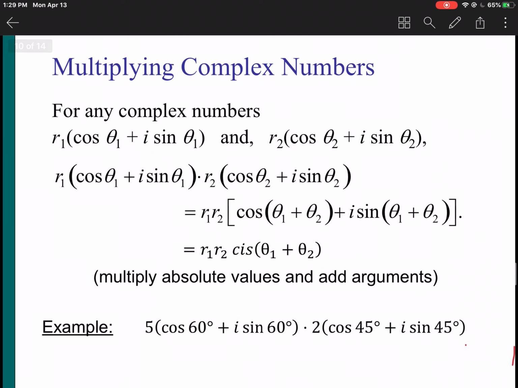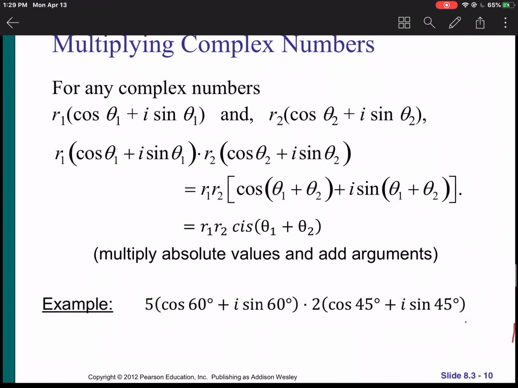Next item up, more formulas. Multiplying and dividing complex numbers. Now, we're not going to do a whole bunch with this. You have maybe an example or two in your MyMathLab homework. But these are formulas. They're pretty straightforward. I'm looking at multiplying two complex numbers that are written in trig form.